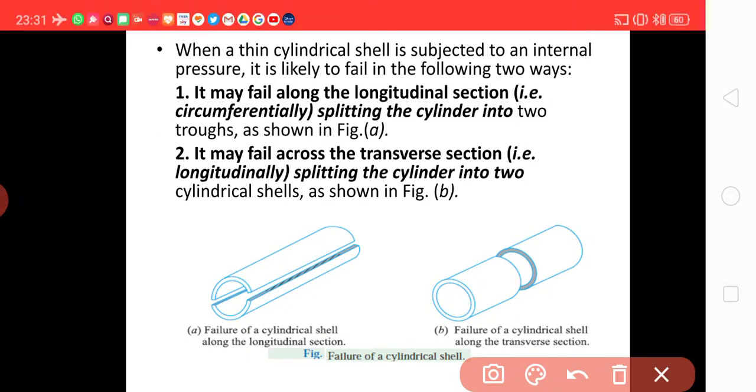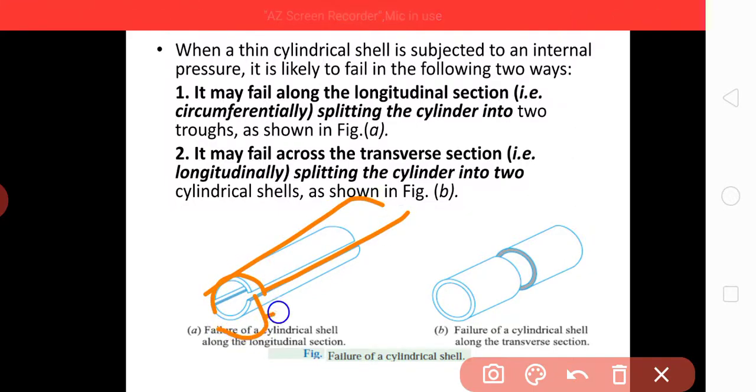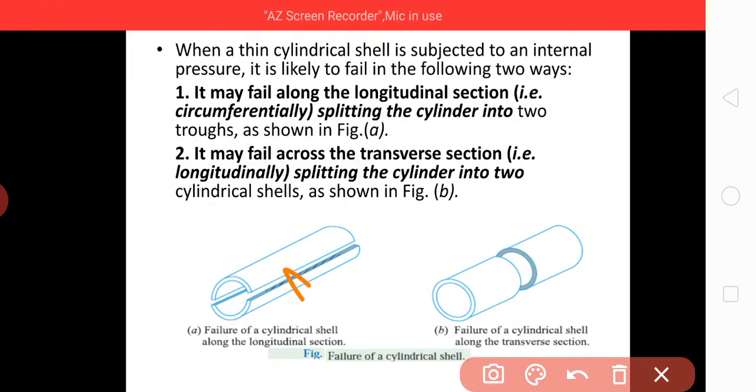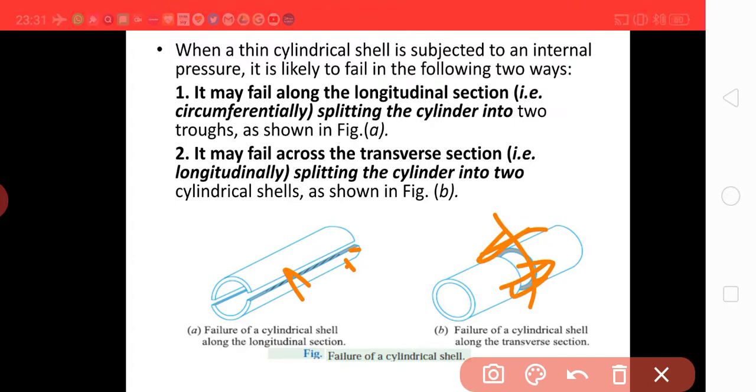When a thin cylindrical shell is subjected to an internal pressure, it is likely to fail in the following two ways. First is that it will burst into two troughs like this. This is one and this is the bottom one. They are getting separated at this point here. The other one is that it is broken into two shells, broken somewhere here. So these are the two ways that it can get separated.